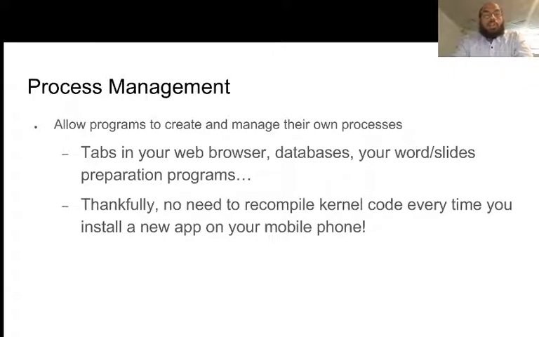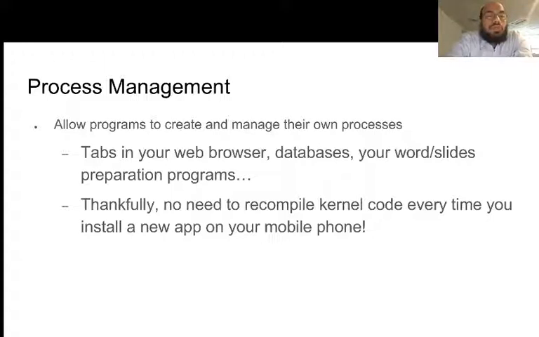So process management. It allows the program to create and manage their own processes. This is part of what the kernel allows the program to do. And this includes, for example, starting new tabs in your web browser, adding new users to your database, adding new tables to your database, and so on. You do not need to recompile the kernel code every time you install a new app on your mobile phone.